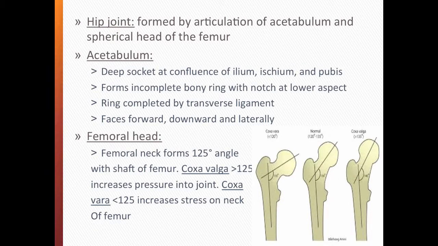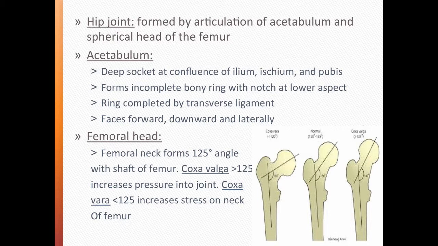Looking at the hip joint, or the femoroacetabular joint, it's an articulation of the acetabulum and the spherical head of the femur. So the acetabulum is a deep socket, as we said, at the confluence of the ilium, the ischium, and the pubis, forms an incomplete bony ring with a notch in the lower aspect, which is completed by the transverse ligament. So the acetabulum faces a bit forward, a little downward, and a bit laterally.